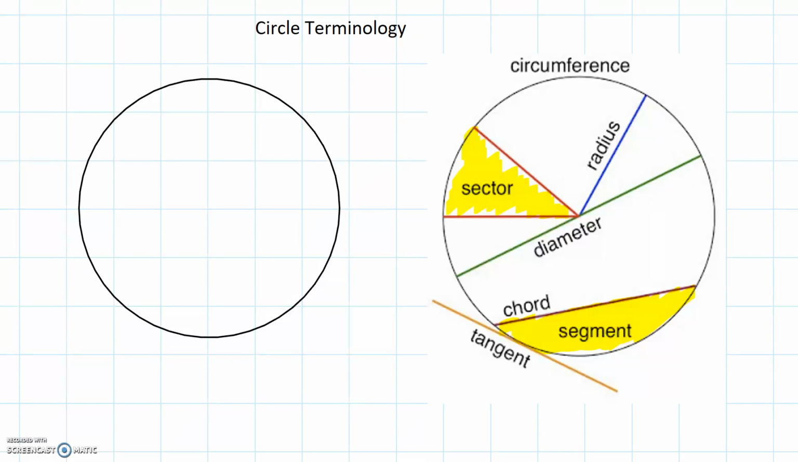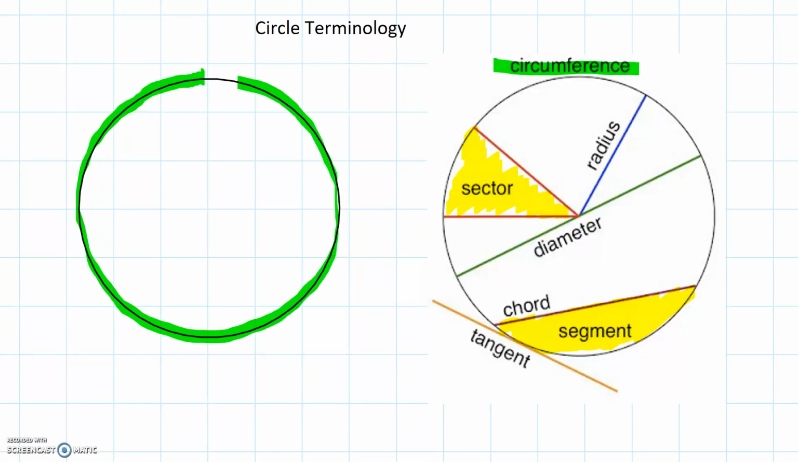Right, let's get started. First word we're going to have a look at is circumference. So what does the circumference mean? Well, if I start at one point on the edge of the circle and I go all the way around it, and I measure the distance or the length of that perimeter, then that's the circumference. So it's the distance around the edge of the circle, all the way around.